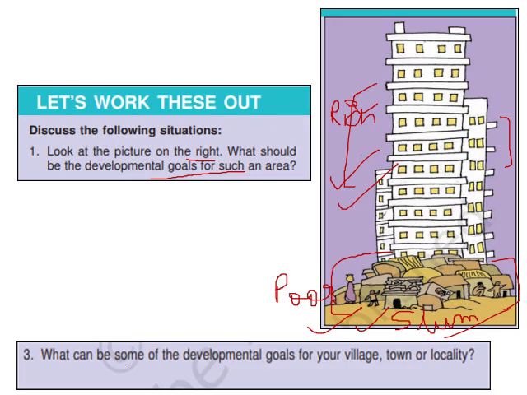All right, so the next question is this: what can be some of the development goals for your own village, town or locality? So wherever you are living right now, you just need to discuss what can be the development goals of different people who are living in your area, in the town, in the locality, in the society or in the village in which you are living. So you have to just discuss that also.